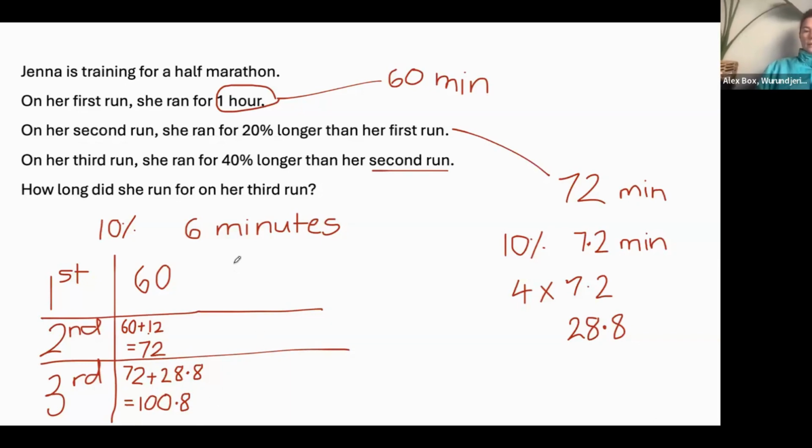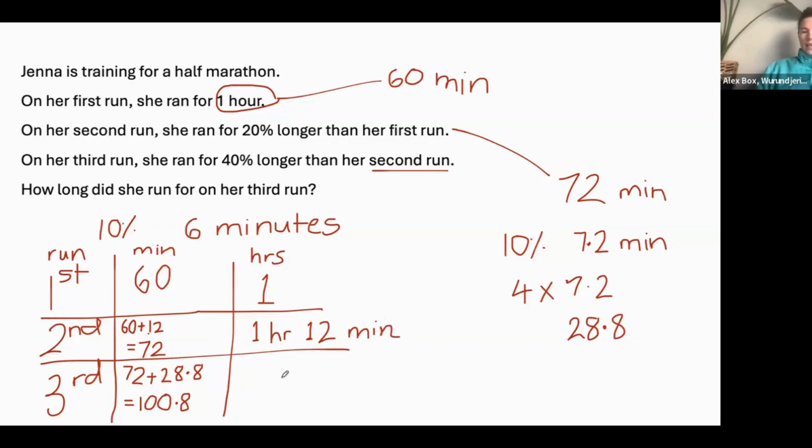All right. Now, if we want to convert these back to hours, so let's just say that this is in minutes. This is the run. And this is our hours. We had 1 full hour. Then we had 1 hour and 12 minutes, because 60 is 1 hour and then we've got 12 left in the 72 there.